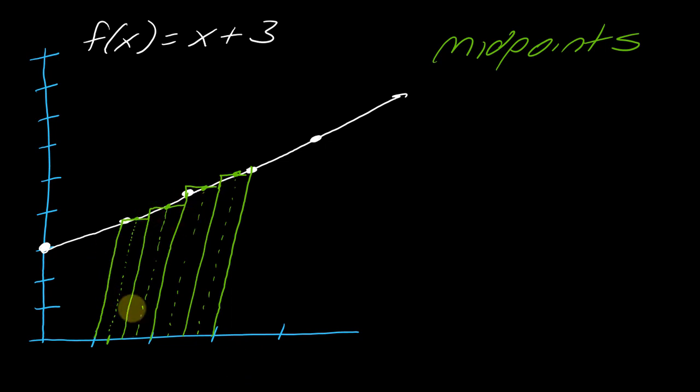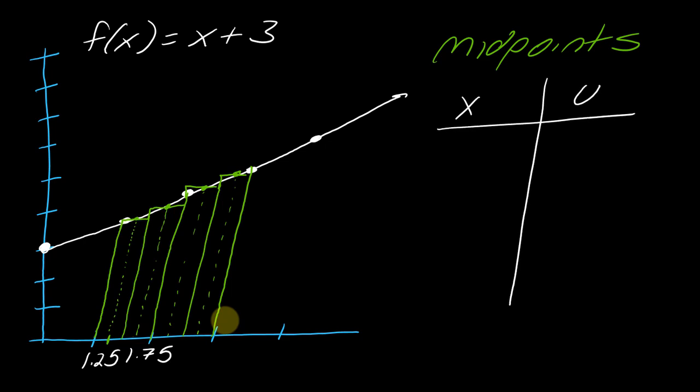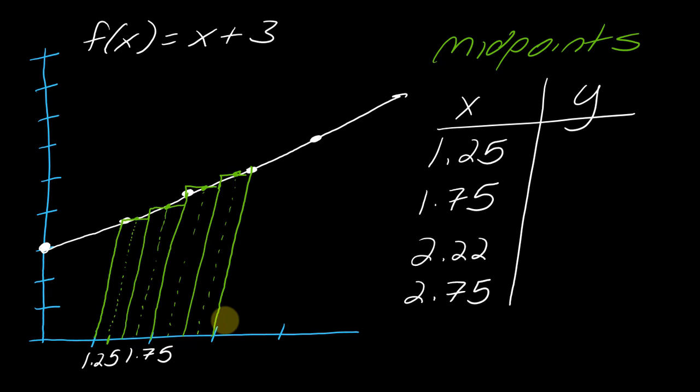Okay, so there's the visual of what's going on. You have to figure out what these midpoints are. The midpoint between 1 and 1.5 is 1.25. The midpoint between 1.5 and 2 would be 1.75, and so on. Let's write down what those midpoints are: 1.25, 1.75, then the next one would be 2.25, and then 2.75. And here are my y values that go with this.